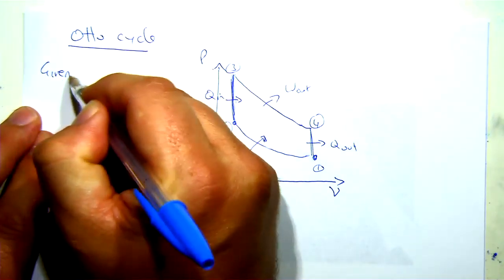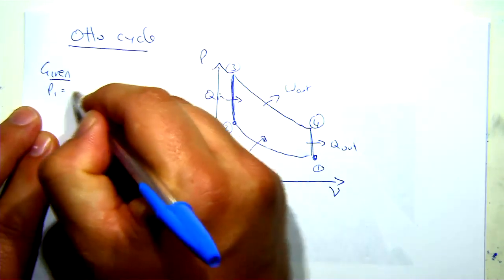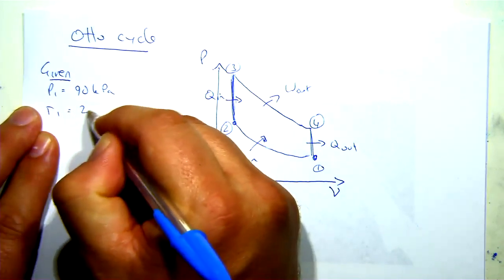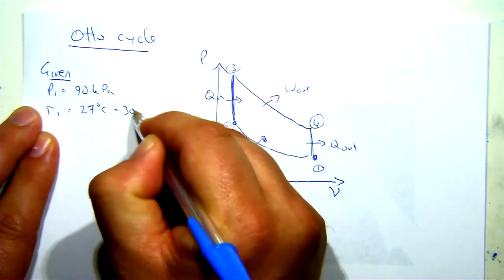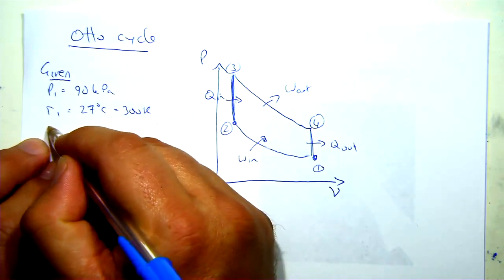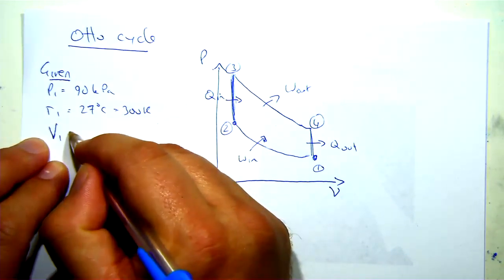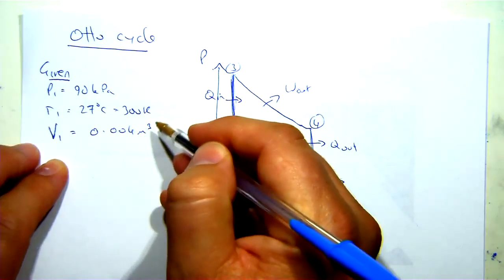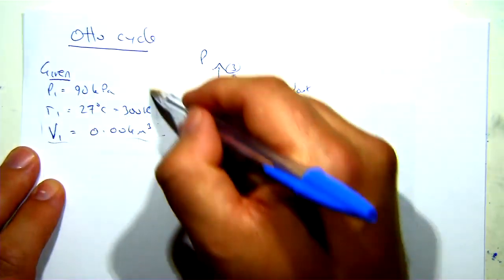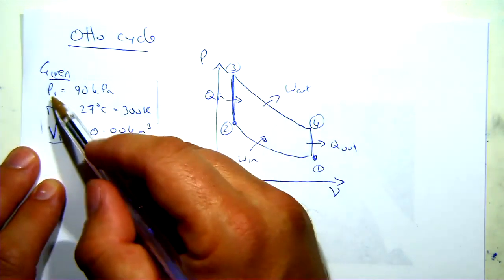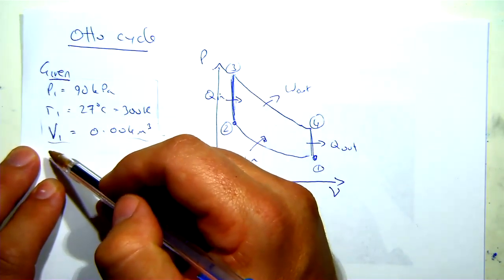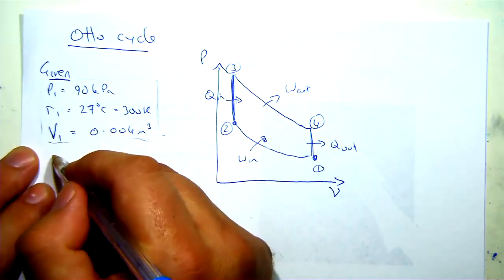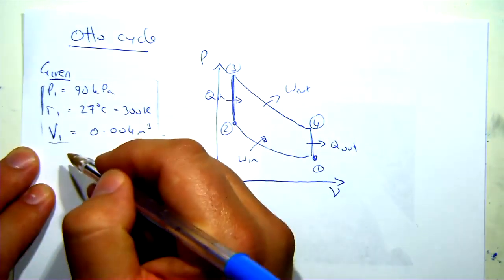Given some values. Given P1 equals 90 kilopascals. T1 equals 27 degrees C equals 300 Kelvin. V1, the big volume, equals 0.004 cubic meters. If I take a look at this data set, I've got loads of information to pin down the state for point 1. In fact, I've got more than enough information.